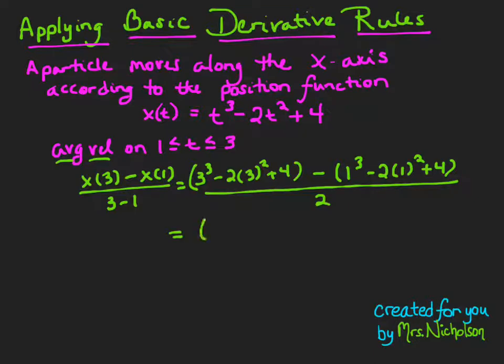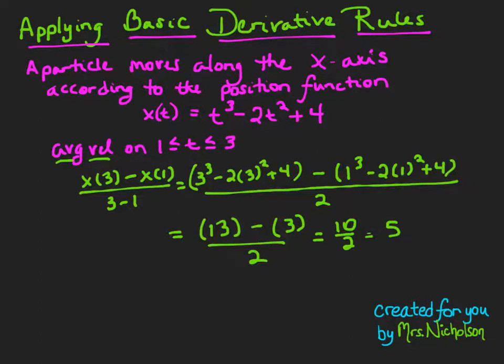And let's see, what do we get? 3 cubed is 27 minus 18. That would be 9 plus 4 is 13. Minus, and when I plug in 1, I get 1 minus 2, which is negative 1, plus 4 would be 3, over 2. And so 13 minus 3 would be 10 over 2, or just 5. And so 5 would be my average velocity for t between 1 and 3.